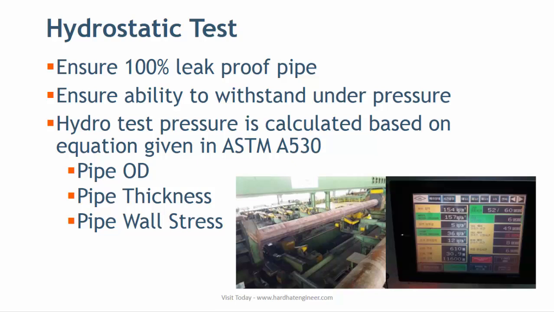Hydrostatic test or hydrotest of the pipe is carried out to ensure that pipe is 100% leak proof. It also ensures the ability of a pipe to withstand pressure. Hydrotest pressure is calculated based on the equation given in ASTM A530. This equation is based on three parameters: pipe OD, pipe thickness and pipe wall stress. Holding time for the hydrotest is minimum 5 seconds as per ASTM A530. Pressure is monitored by computerized system.